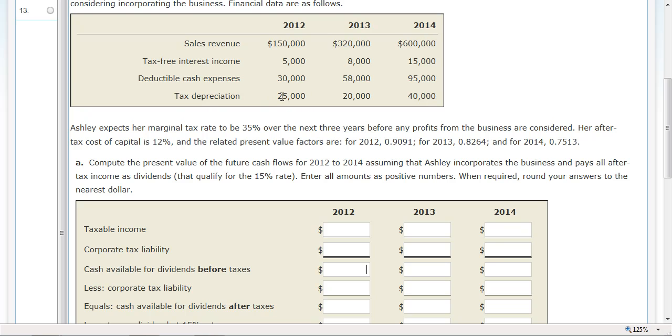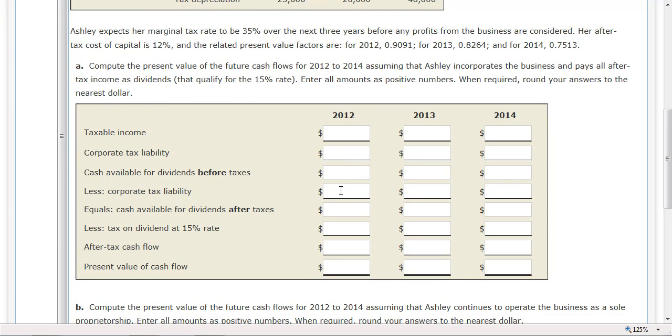Tax depreciation is not a cash deduction or cash expense, so you leave the cash before dividends at 125. Then you subtract the corporate tax liability that you calculated up here to arrive at the cash available for dividends after taxes. This is the cash that would potentially be paid out to shareholders and which would be subject to this 15% tax rate. And once that is subtracted from the cash available for dividends, you would arrive at after-tax cash flow. Now, since that cash flow would be received a year from now, you have to figure out what today's value of that cash is by present valuing that number back to the current time period.